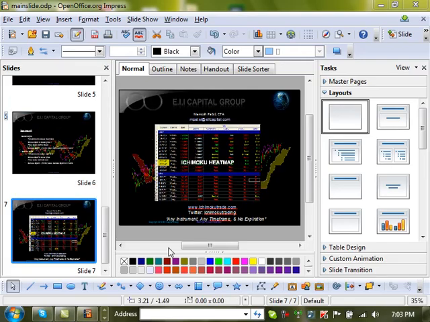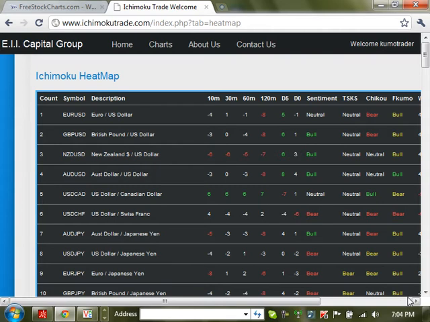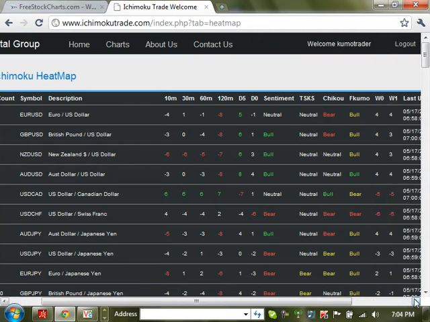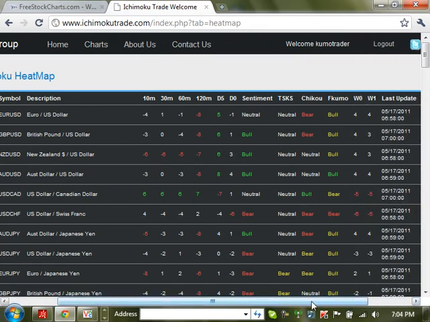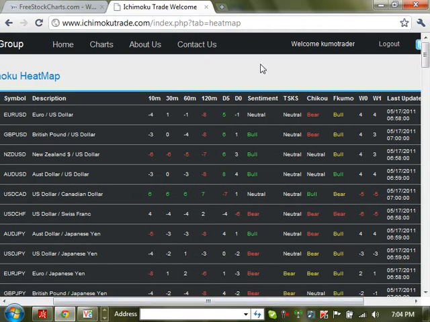Okay, so the first thing we're going to go through is our Ichimoku heat map. Let me shrink this down. That's too much. Basically what we're looking at is D0, which is our Ichimoku rating for the daily time frame. D5 is the Ichimoku rating from the daily time frame from 5 days ago. W0 is the current weekly Ichimoku rating. W1 is the Ichimoku rating from 1 week ago.